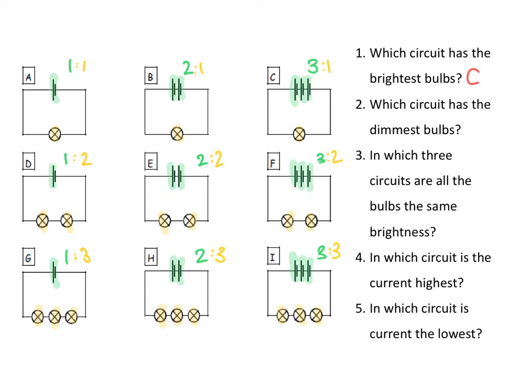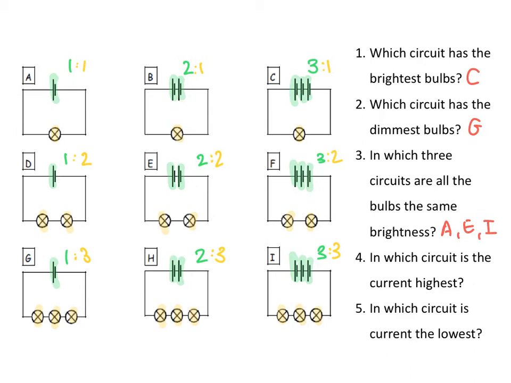So that's going to be where we have the fewest cells, or the smallest cells to bulbs ratio, which is clearly circuit G, because we've got 1 cell to 3 bulbs. In which 3 circuits are all the bulbs the same brightness? For them to be the same brightness, they're going to have the same ratio of cells to bulbs, and we're going to go for simplest ratios. So if we look at A, E and I, we can see that they are all essentially 1 to 1. So for every 1 bulb there's 1 cell.